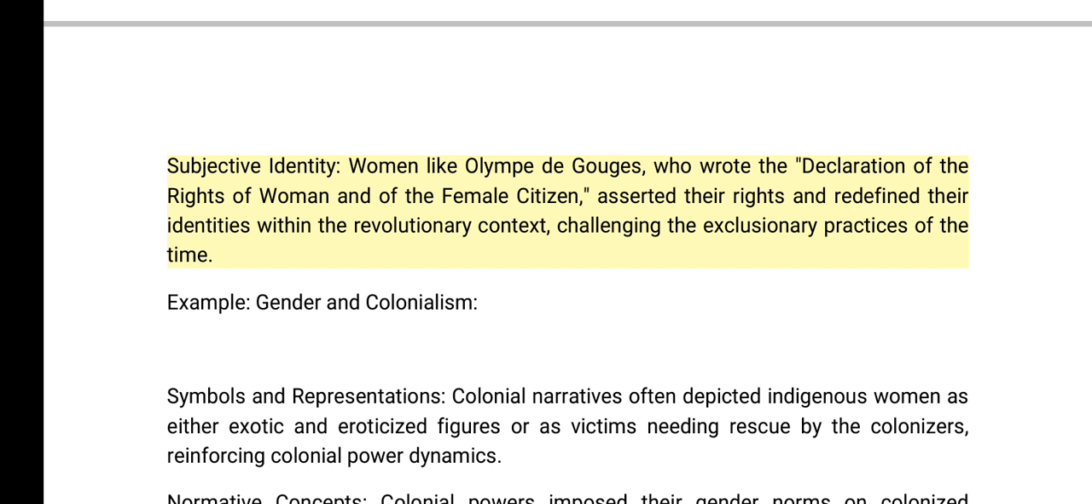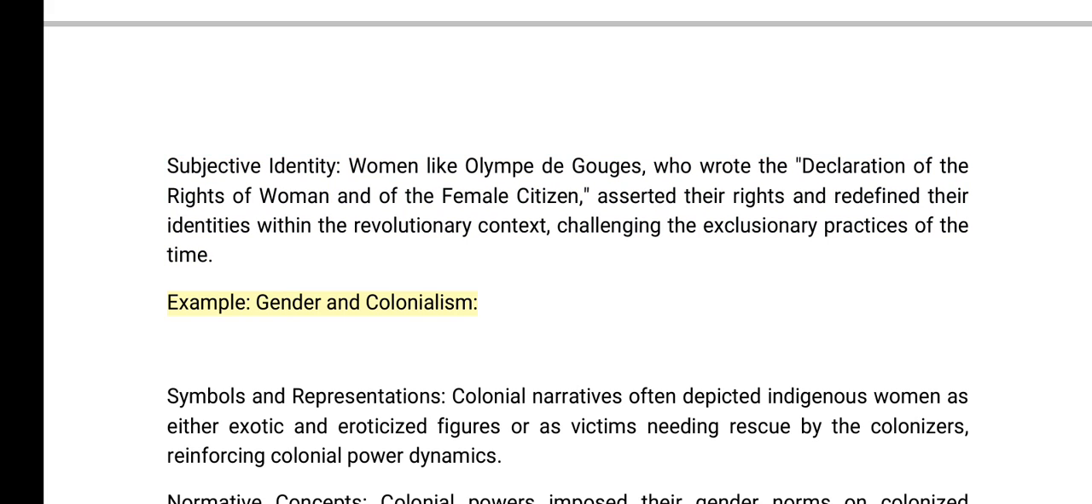Subjective identity. Women like Olympe de Gouges, who wrote the Declaration of the Rights of Woman and of the Female Citizen, asserted their rights and redefined their identities within the revolutionary context, challenging the exclusionary practices of the time.